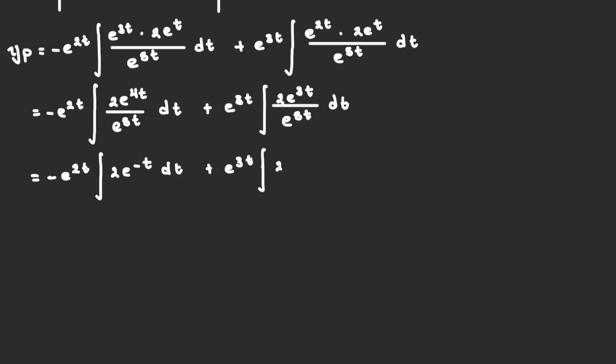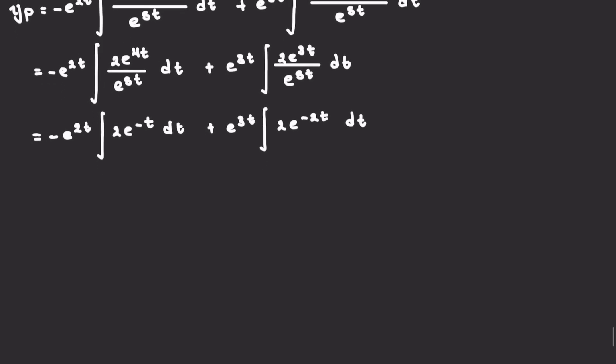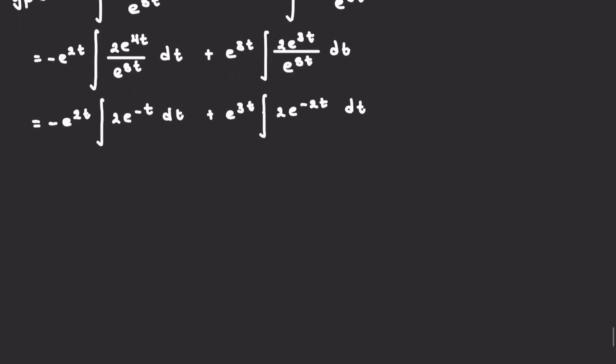We get here 2e to the negative 2t dt. And so doing this integration for both integral parts is pretty straightforward, because what we get here is that 2e to the negative t, when we take the integration of it, it's just going to become negative 2e to the negative t.